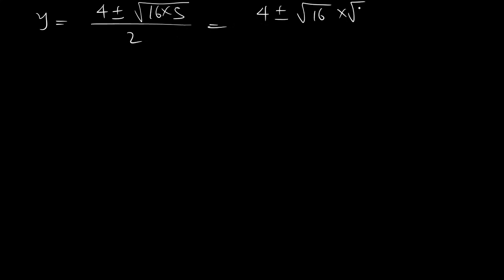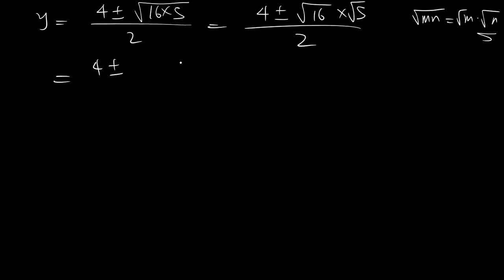So we now have y is equal to 4 plus or minus the square root of 80, which is the same thing as 16 times 5, all over 2, which is the same thing as 4 plus or minus the square root of 16 times the square root of 5, all divided by 2. You know, according to the law of surds, the square root of m times n is the same thing as the square root of m times the square root of n. So that is what we did here. So now you have 4 plus or minus the square root of 16 is 4, root 5, divided by 2.